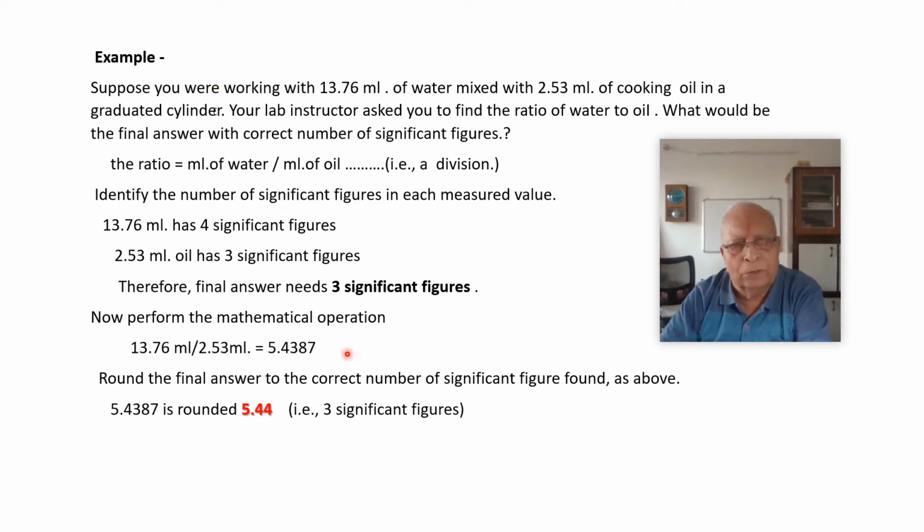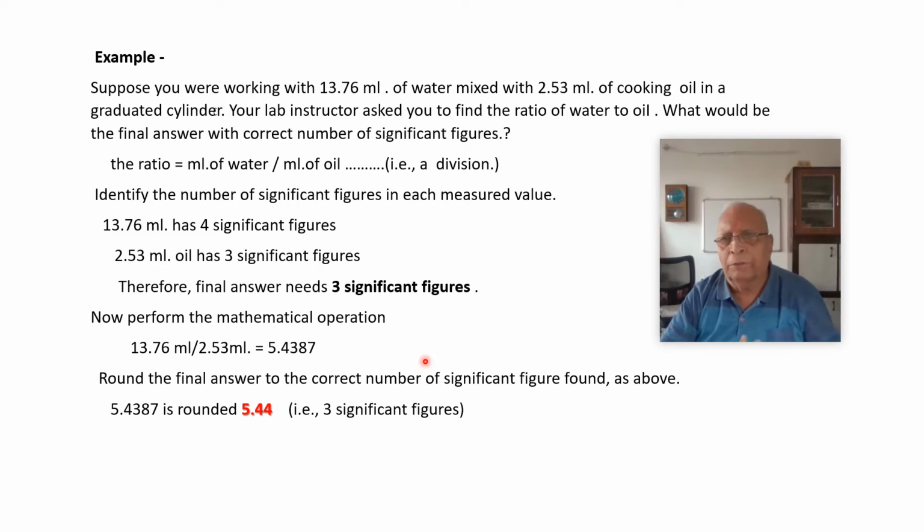So, next, another example is there where you are required to find out the ratio of water to iron. Water is mixed with iron in a container or graduated cylinder, and you have to find out the ratio. Now, wherever we need a ratio, it simply represents a division. Divide it as usual, and you get 5.4387. But look here, there are three significant figures in 2.53, and here there are four significant figures. So you have to adhere to three significant figures, and the answer should be 5.44.